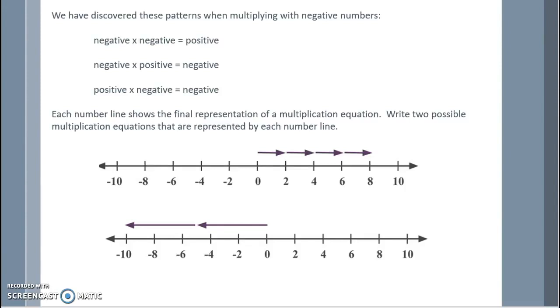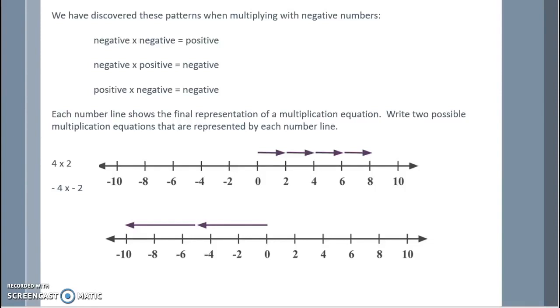Each number line shows the final representation of a multiplication equation. Write 2 possible multiplication equations that are represented by each number line. Pause the video and see if you can't come up with a couple. The first one here, I see I have 4 copies of 2. And then we also could do, since we know a negative times a negative is a positive, we could remove 4 groups of negative 2. And we know that that would bring us to a positive.